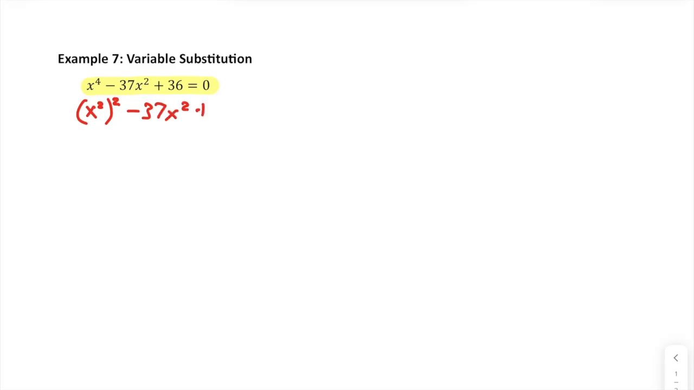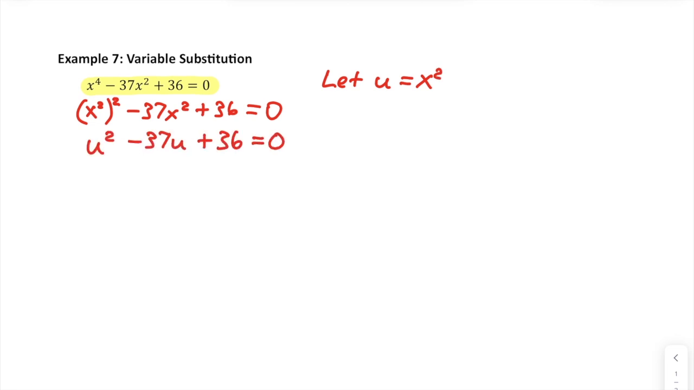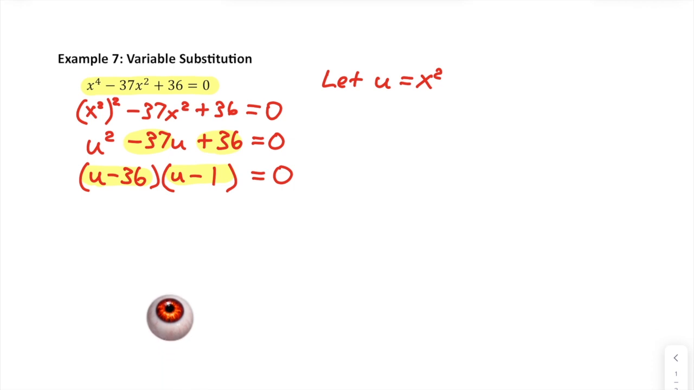And now, if we choose another letter to stand for x squared, like u, the problem magically becomes simpler. U squared minus 37u plus 36 equals 0. After that, all we need to do is find two numbers that multiply to 36 and add to negative 37. And those numbers are negative 36 and negative 1, giving us u minus 36 times u minus 1 equals 0. If we were trying to solve for u, we'd be done. Our solutions would be u equals 36 and u equals 1.